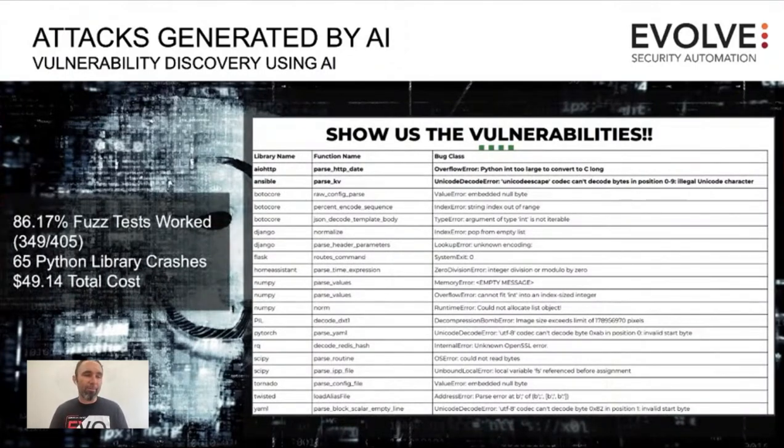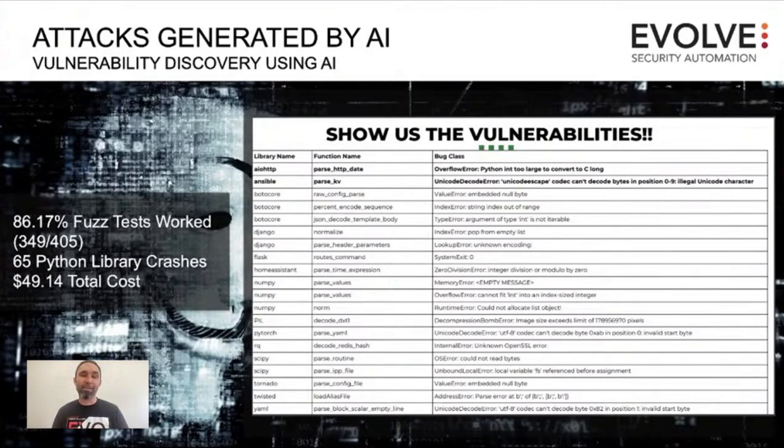You can see here that he generated 405 fuzzing tests automatically. Out of those, 86% actually worked and ran successfully against the Python library. So 349 of those actually worked, which is a huge improvement from a time perspective to be able to develop those.